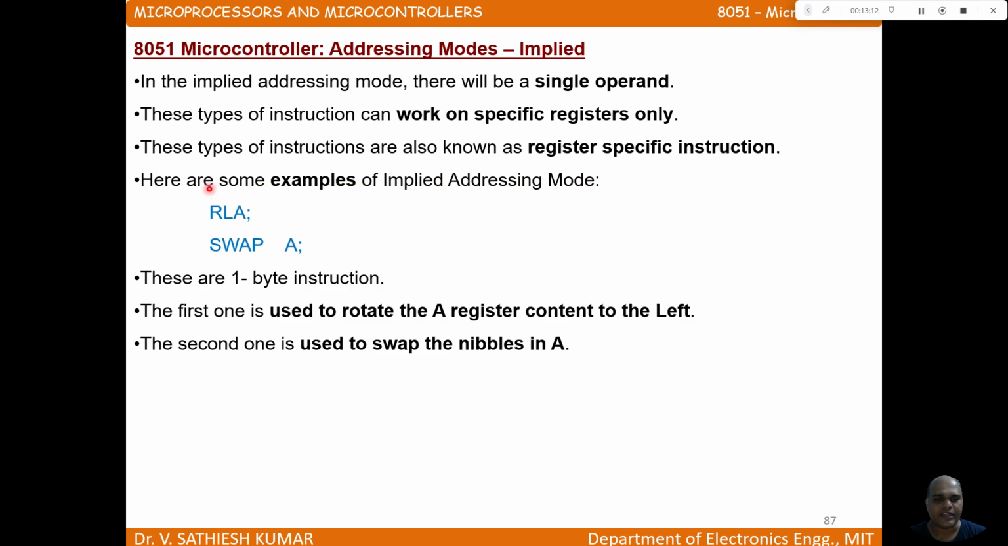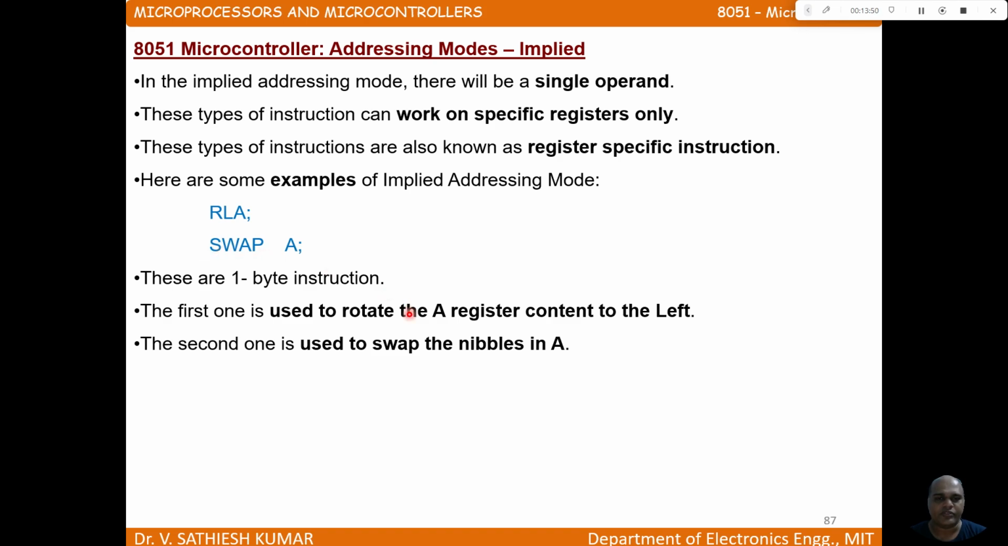Some of the examples are RLA. RLA stands for rotate left the accumulator content. So here when I use this instruction, accumulator will be used by default. Same way, SWAP A, we are going to swap the nibble content in A register. So here also by default we are going to make use of accumulator content. So by using certain instructions, certain registers will be used by default. That is given by your implied addressing.